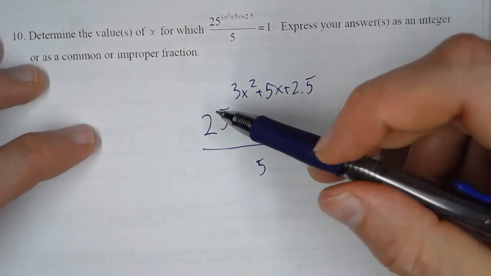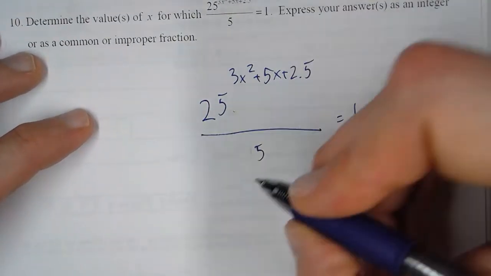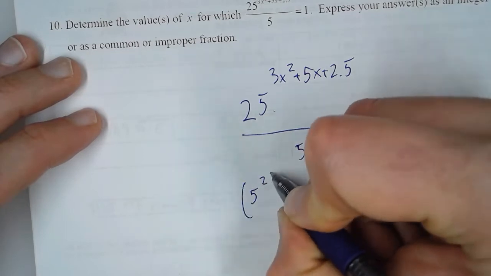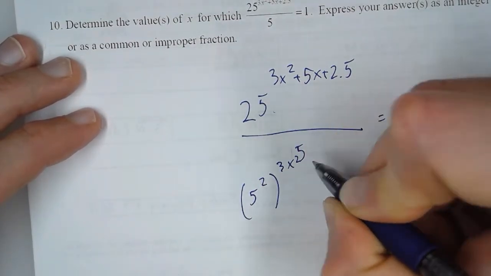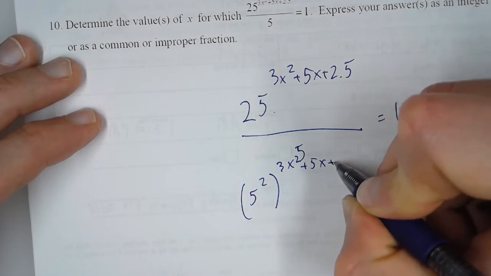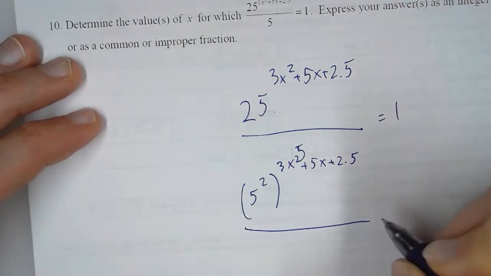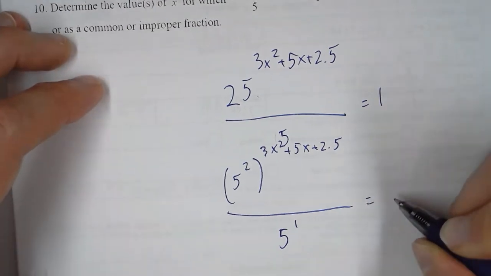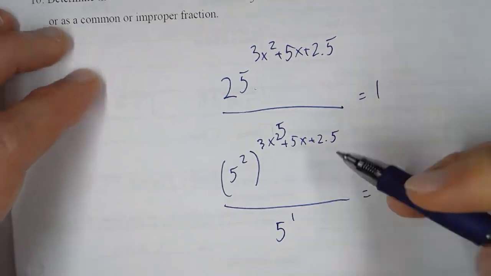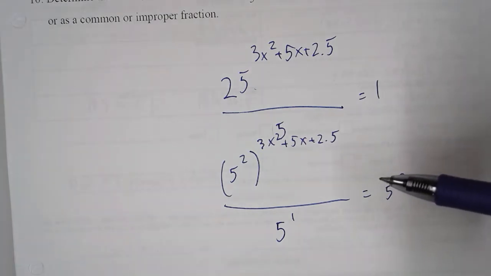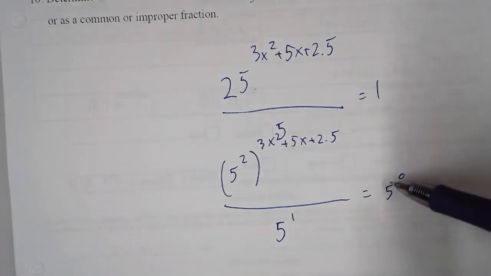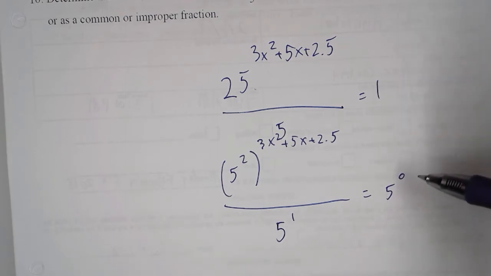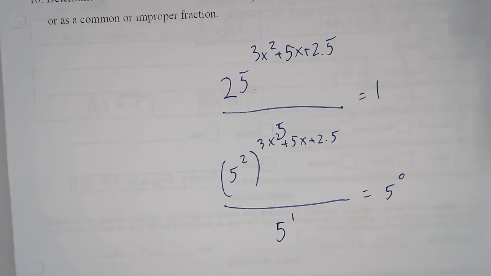Alright, so the first thing I'm going to do is rewrite 25 as 5 squared. So 5 squared, all of that raised to the 3x squared plus 5x plus 2.5. And in the bottom, I'm going to just write it as 5 to the first. And on the other side, I'm going to write it as 5 to the 0 power, because this is at its heart an exponential problem. Now 1 is the same as 5 to the 0, because any number to the 0 power is just 1. But I'm going to use 5 because 5 is the common base here.